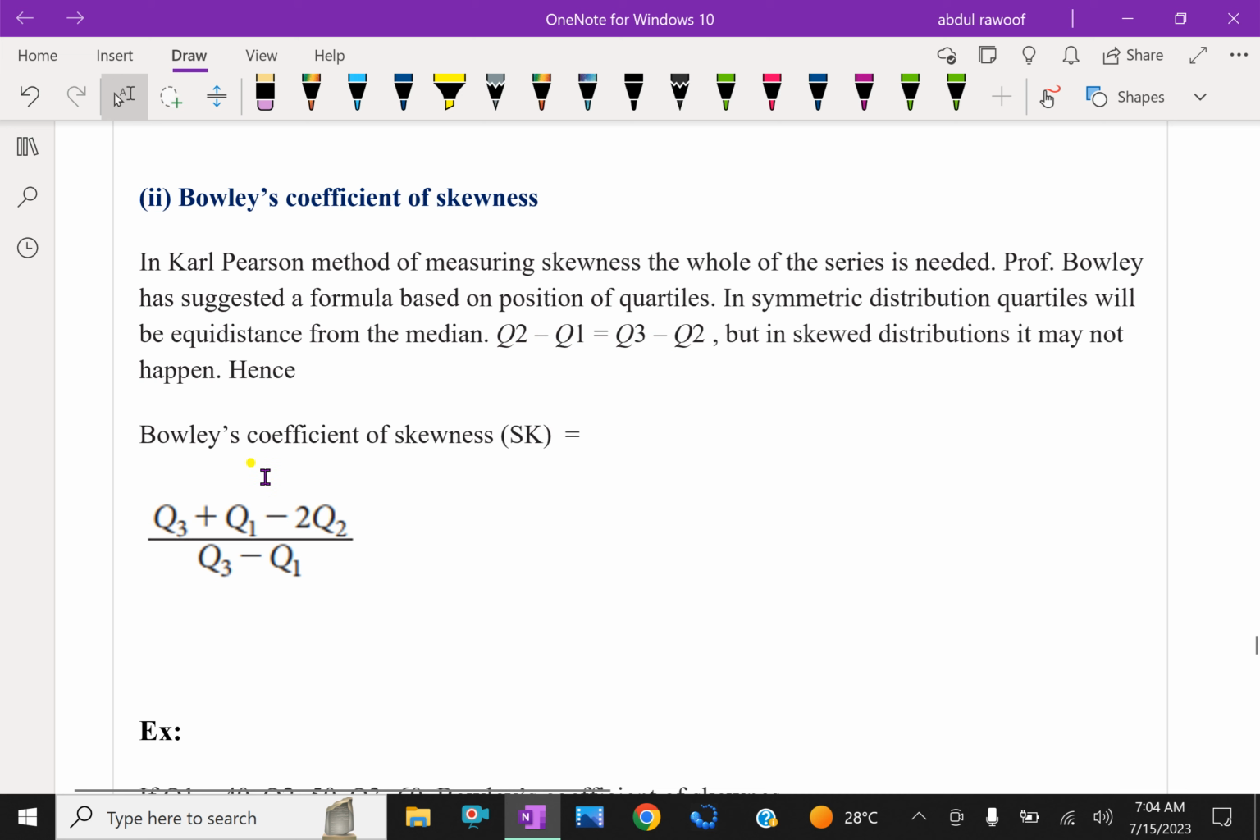Hence, by simplifying we get Bowley's coefficient of skewness, which is equal to Q3 plus Q1 minus 2Q2 over Q3 minus Q1.